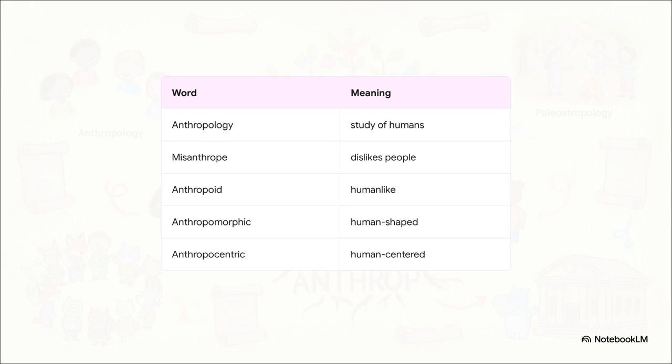Now, what's genuinely fascinating here is how incredibly fast you can fill in the blanks for massive words just by recognizing common suffixes. For instance, if ology means the study of, well then anthropology is obvious, right? The study of humans. Oid simply means like, which makes an anthropoid human-like. Anthropomorphic, having human-shaped traits. And anthropocentric means human-centered. It's literally just vocabulary math.